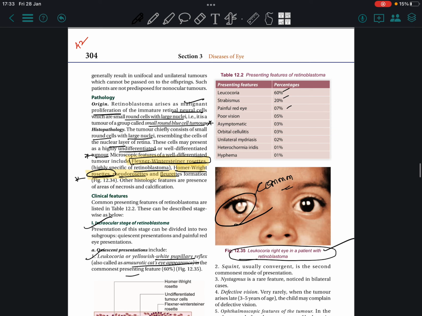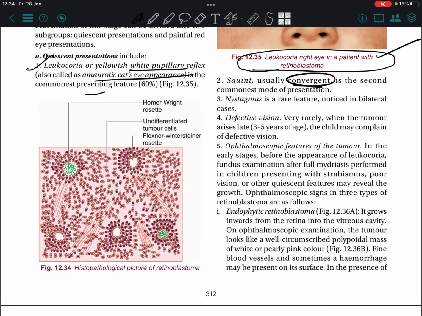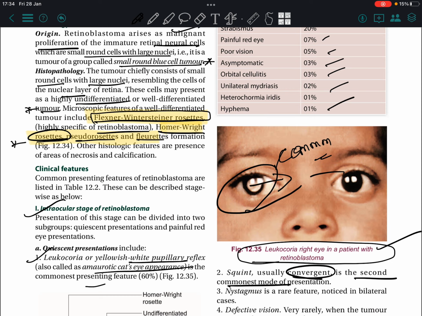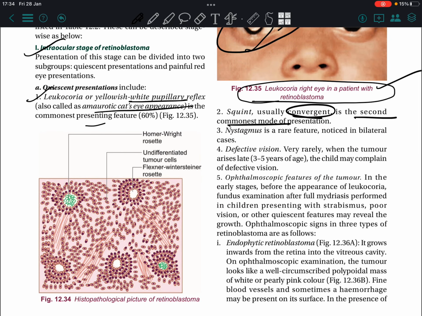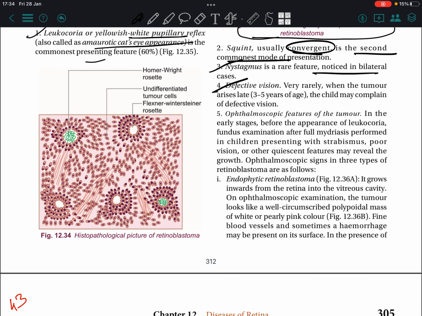Other presentations: leukocoria, strabismus, painful red eye, poor vision, asymptomatic, orbital cellulitis, metastasis, hyphema. Squint, usually convergent, is the second commonest mode of presentation. Squint, defective vision, nystagmus, and bilateral cases.